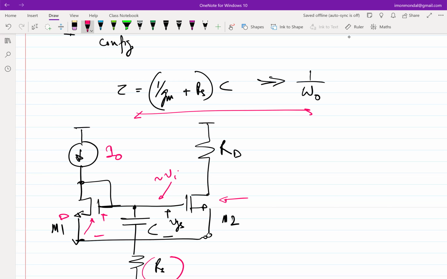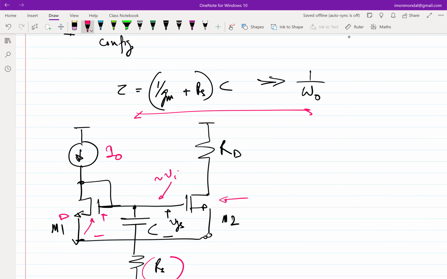Yeah, I will come to that. So there are two aspects to it. One is the capacitor has to behave like a short circuit. Another aspect is almost the entire VI should come here. Right? So the capacitor behaving like a short circuit kind of satisfies the top end, right? So now on the top you see it's like 1 over GM plus RS times C.